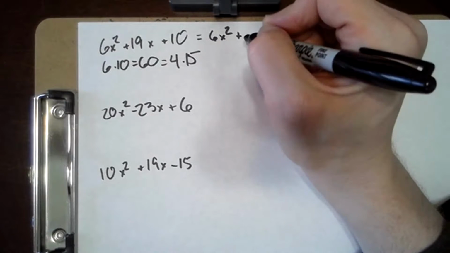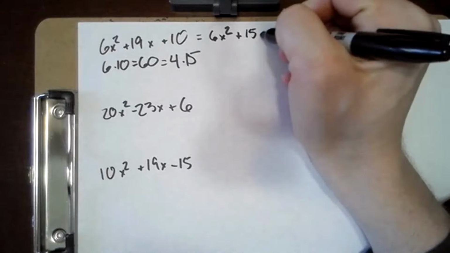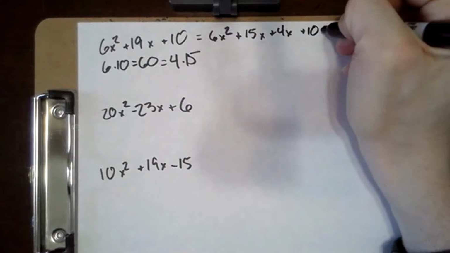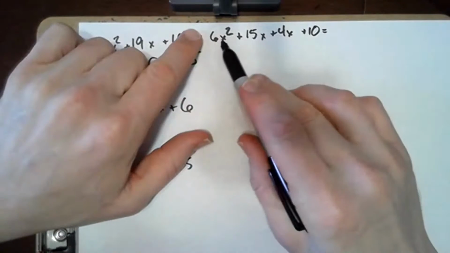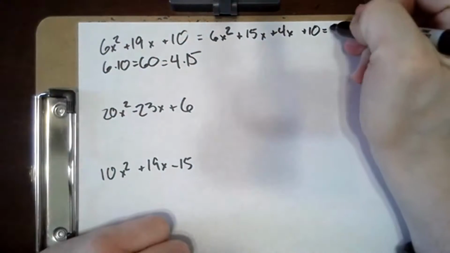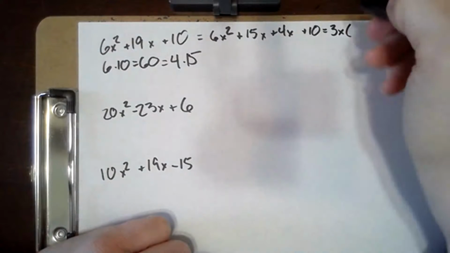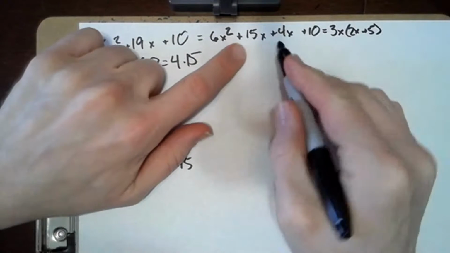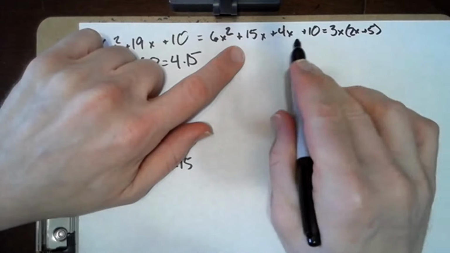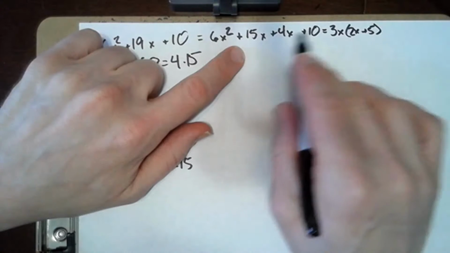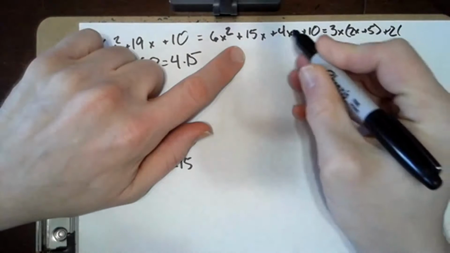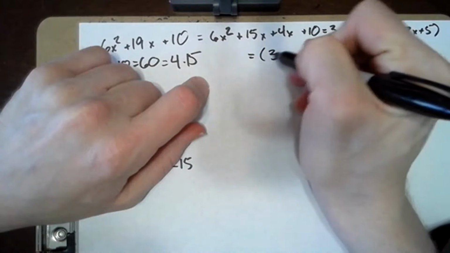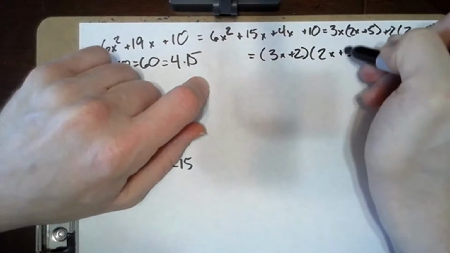So I'm actually going to write this as 15x first. It doesn't really matter, but we'll do it this way. Plus 4x plus 10. Okay. So I factor out a 3x from each of these terms, and I'm left with, no, 2x plus 5. And I factor out a 2 from each of these two terms. I'm left with a 2x plus 5. So in the end, I get 3x plus 2 times 2x plus 5.